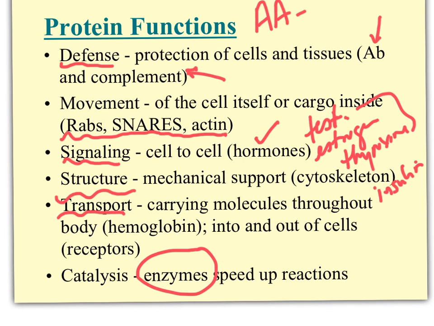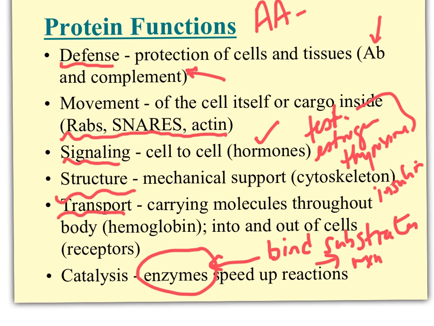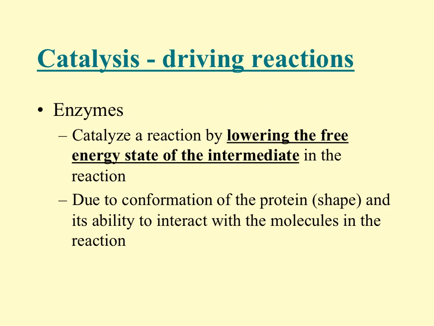What enzymes do is speed up reactions, and we're going to talk more about enzymes, but think of enzymes as they bind to the substrate, and that helps to change the conformation of the substrates, which makes the reaction proceed in a faster manner. And that we call catalysis. So enzymes catalyze reactions. This whole concept of catalysis is very important because the enzymes will bind to substrates, changing their conformation, and what that does is it allows the substrates to interact in a completely different way than they would otherwise, and it lowers the free energy state of whatever the intermediate in the reaction is.